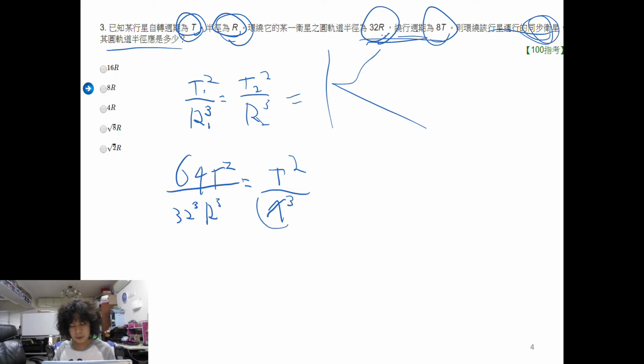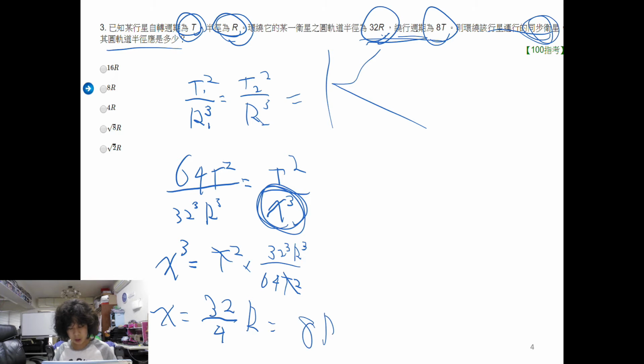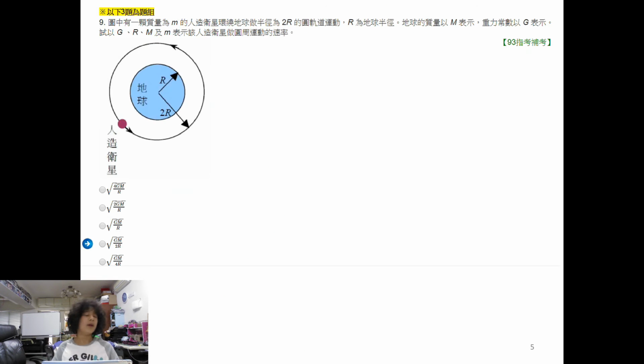So now if you are calculating this, you can just move it here, so x to the third power equals T squared times 64T squared over 32 to the third. So this can be cancelled. So x equals 32 divided by 4, r, which is equal to 8r. So next question.